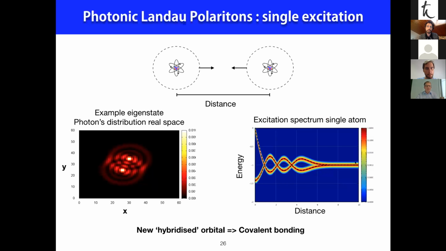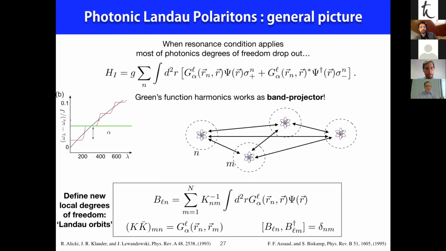spectrum. So I have two degenerate levels when they are far apart, and nothing really happens. But when the atoms get close together, they start to hybridize the orbitals and to share their photon in this hybridized orbital, and they start to form basically a new bound state between the atoms. And so basically there is a real covalent bonding between these magnetic polaritons, and they will give rise to basically these magnetic molecules, as we want to call them.